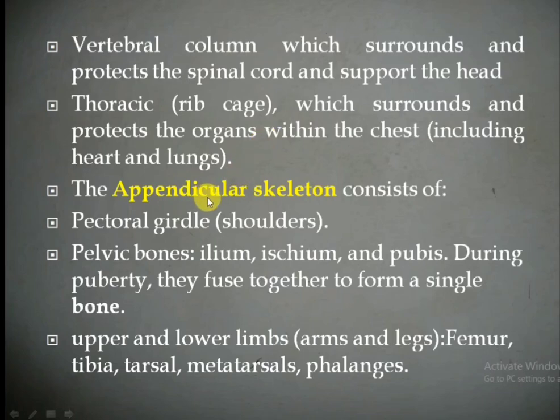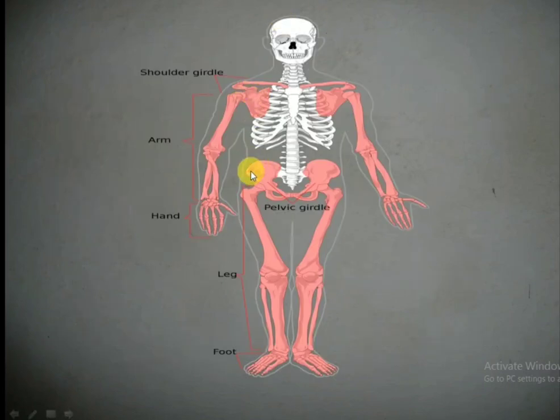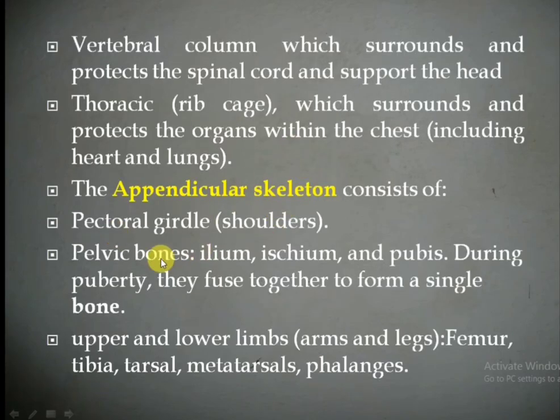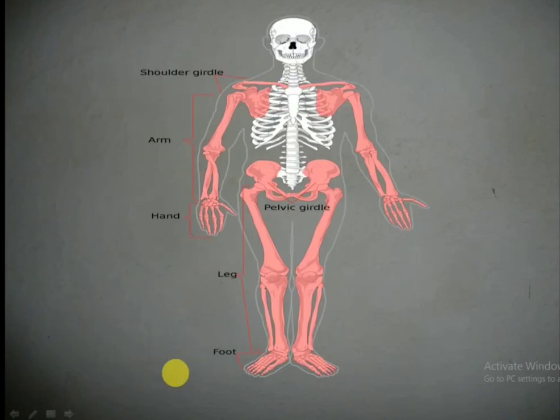Next we will see about the appendicular system. It consists of pectoral girdle bones, pelvic bones, upper and lower limb bones. See, the colored one is there, right? The colored bones are the appendicular skeleton bones: shoulder girdle, upper and lower limbs, and the pelvic girdle. The pelvic bones are ilium, ischium, pubis. During the delivery time they fuse together and form a single bone. Lower limb and upper limb bones are femur, tibia, tarsal, metatarsal and the phalanges.